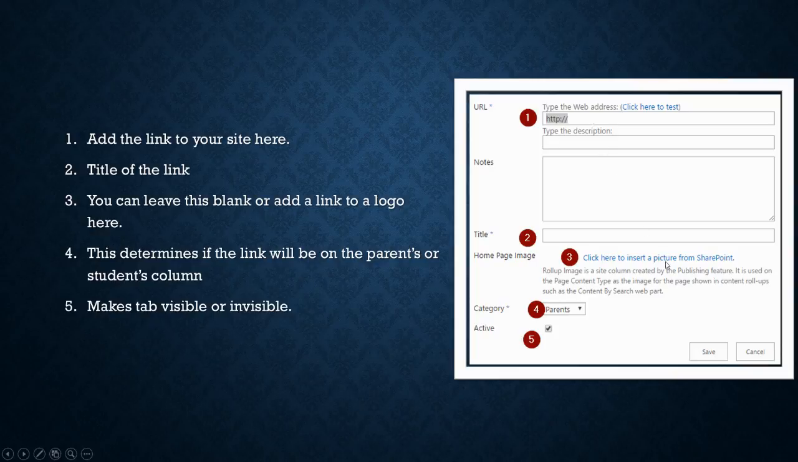And then for picture, if you don't put a picture in, it'll just default to your logo. And if you do decide to put in a picture, just make sure you click on the right web resource image rendition. And then category will be either parents or students. There's two columns there, so depending on what column you want it to go under, it would be either for students or for parents. And then if you want it to be invisible, you would uncheck mark this, and if you want it to be visible, you could just check mark it.